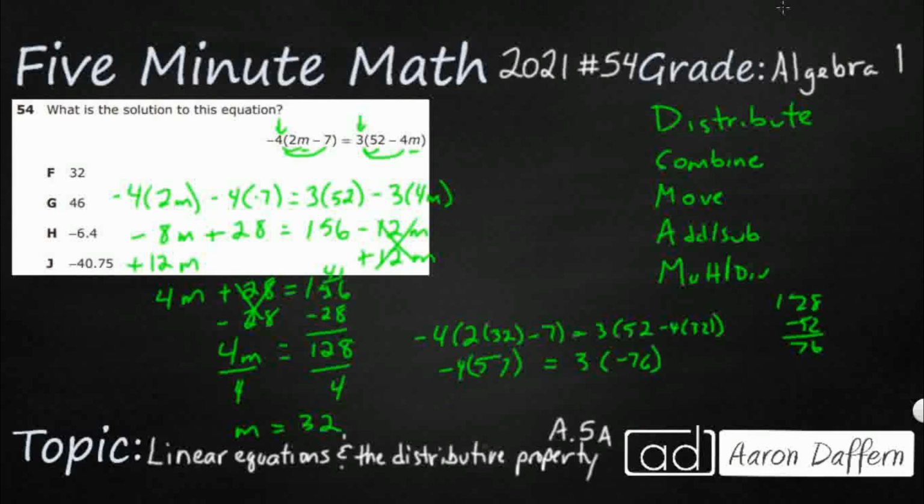And so we would just need to multiply these to make sure that they are equal. And they are. They are going to get minus 228 on both sides. And that makes our answer true, which gives us F.